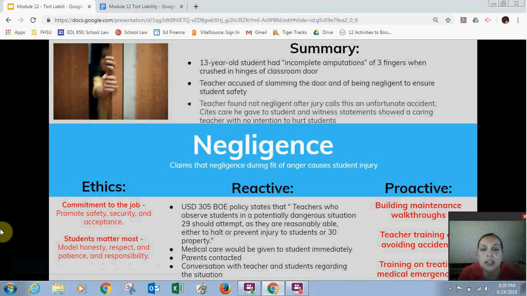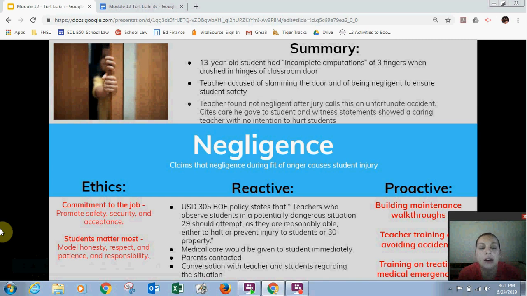The teacher testified that they checked the door, made sure there was nobody out in the hallway, and that everyone was in the classroom. But there were student witnesses who said he had been seen slamming the door on multiple occasions. So the teacher was found not negligent after the jury called this just an accident. They cited the care he gave the student, that he took care of him right away, he called parents, contacted administrators, and that there didn't seem to be any intention to hurt the student.